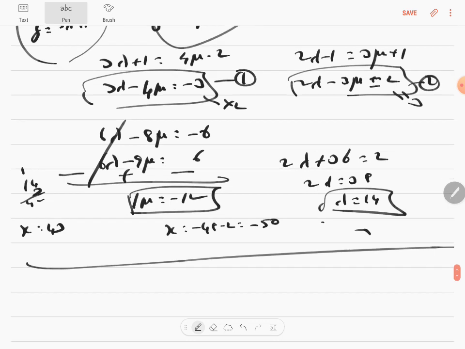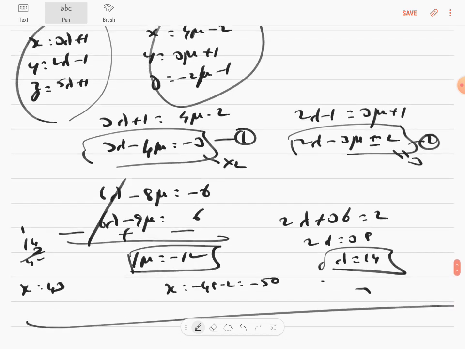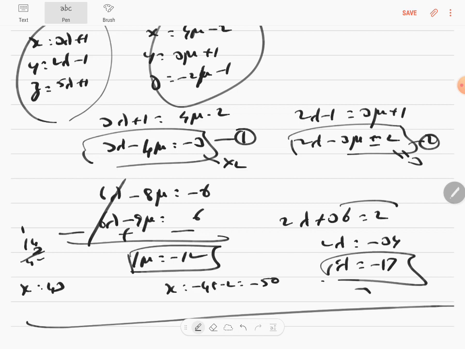But lambda is minus 17. Why did I get... when it goes that side, it becomes minus 36. Okay, 2 lambda is equal to minus 34. Lambda is equal to minus 17. Oh yeah, so lambda is equal to minus 17. Then you have to calculate what is mu based on that.